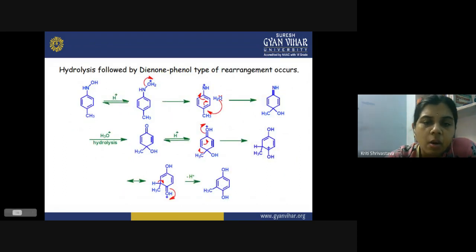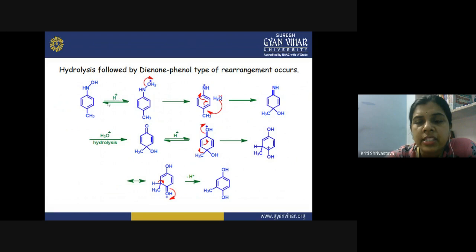It will take place at the ortho position. So hydrolysis followed by the dienone phenol type of rearrangement occurs. And here you can see that this is the substituted N-alkyl phenol, and the para position is already occupied. Now what will happen when you already have a group on the para position?